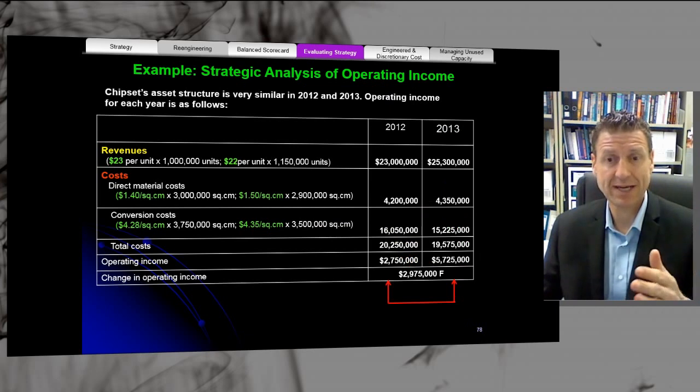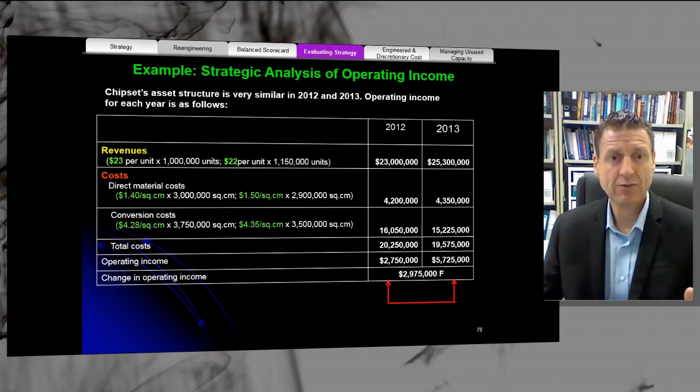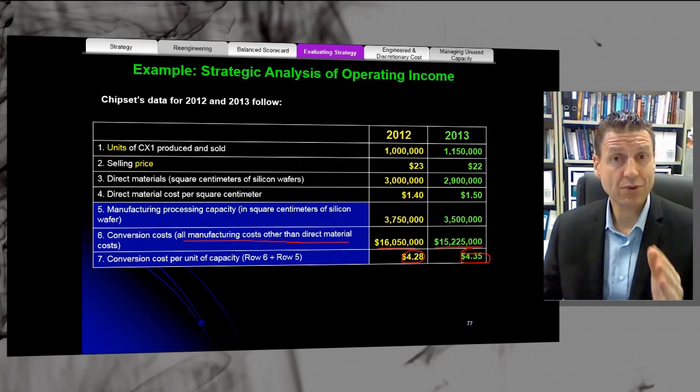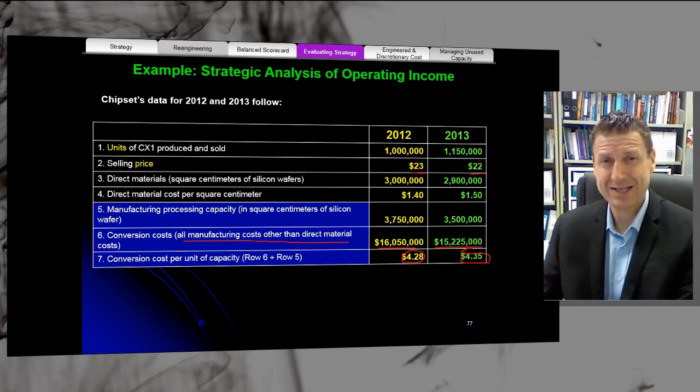We have the revenue. So basically this is the aggregate revenues where we've multiplied the 1 million units by $23 for 2012, 1.15 million units by $22 for 2013. So let's be very clear here. In 2012, the price was $23. In 2013 it is $22. Interesting here, right? Obviously, that's not a good sign if you're following a differentiation strategy, but you probably won't worry about that if you're following a cost leadership strategy. But we'll get into the actual calculations in a minute.